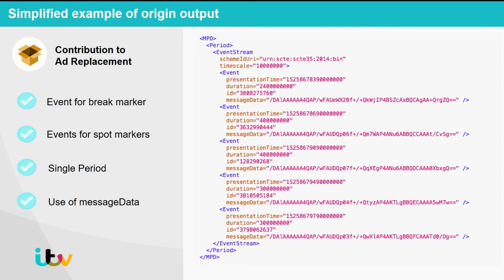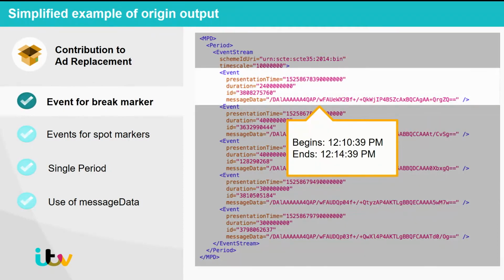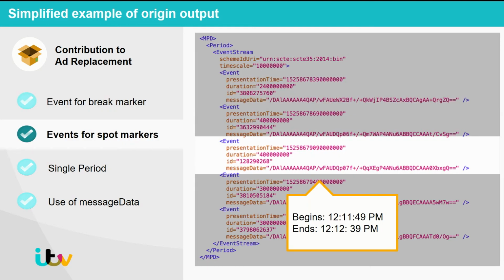Here you can see a simplified manifest that I took out of the ITV2 origin. I've stripped out all the adaptation sets because that's not what I want to talk about, but here you can see that we've got an event for a break marker. It begins and ends, and it's about 4 minutes. That represents the whole break. But you've also got a spot marker in the same manifest that's pointing at a particular advert within that break.